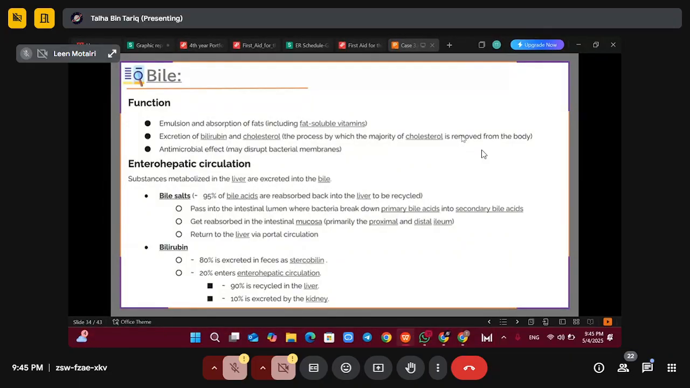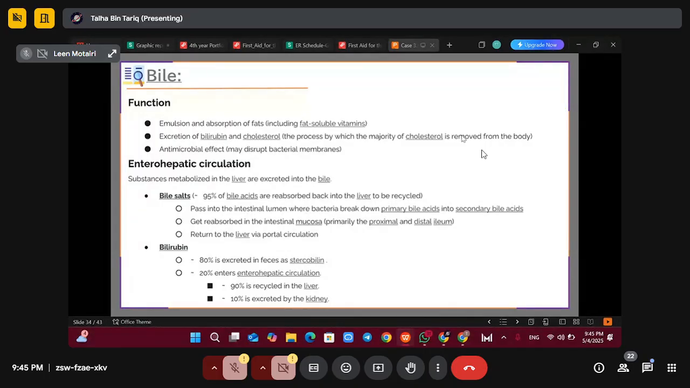So let's first go through the bile's function. We know that its function is emulsion and absorption of fats, including fat-soluble vitamins A, D, E, and K. Then excretion of bilirubin and cholesterol. The majority of the cholesterol is removed by this process, and it also has a very mild antimicrobial effect.